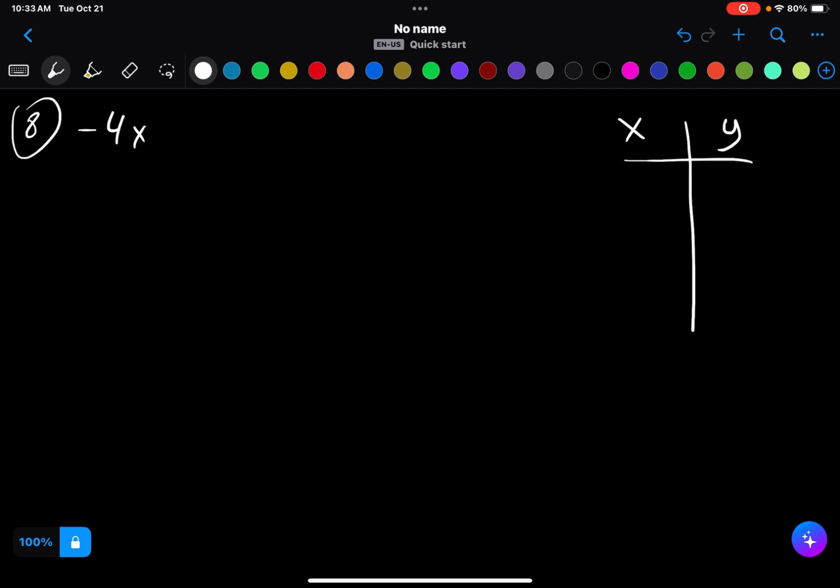So as promised, number 8 is a little more interesting. I probably should have kept this as my last problem, but it is what it is. Again, let's generate our 4 numbers that I'll use: 0, 1, -1, and 2. And let's start plugging them in. So let's start with 0.